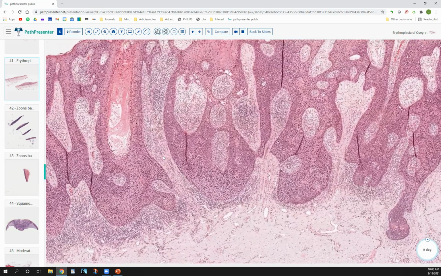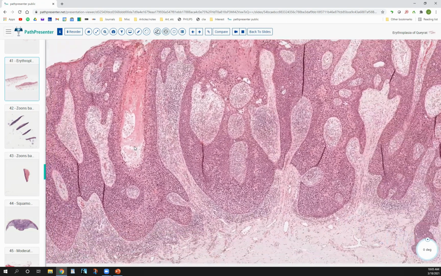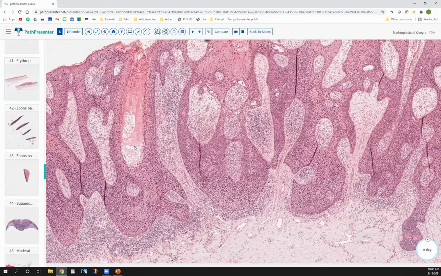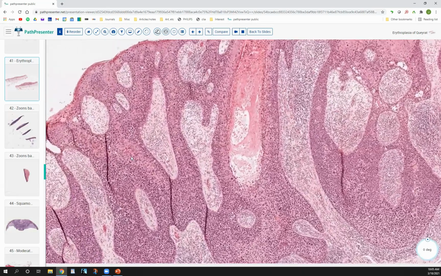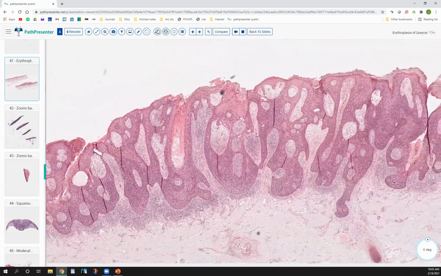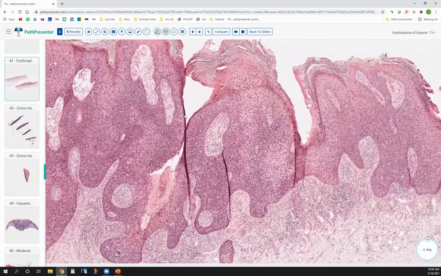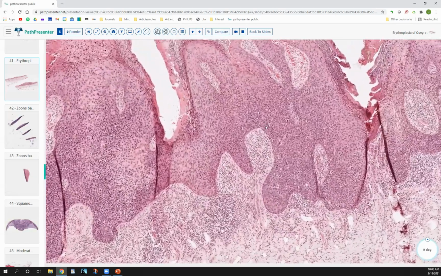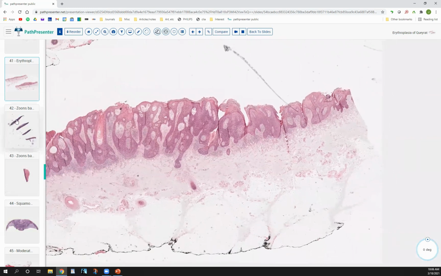So this is given the name erythroplasia of Queyrat. And it tends to occur in uncircumcised men, and there's a possible relation to HPV. So it's important to recognize it as one of the variants of squamous cell carcinoma in situ or Bowen's disease. Those are terms I use interchangeably for these, by the way. I think most people do as well. Okay, we'll keep going.